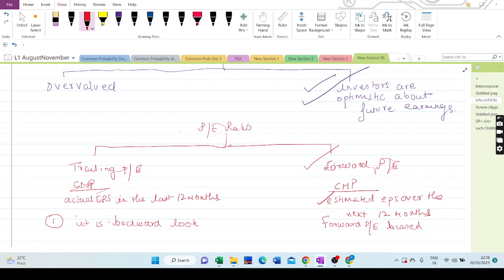Please note this down. Forward PE gives us biased results if actual and estimated EPS are different. That is why in the market, guys, we commonly use the trailing PE ratio, because it measures actual earnings over estimated earnings. That's why we use the trailing PE ratio.